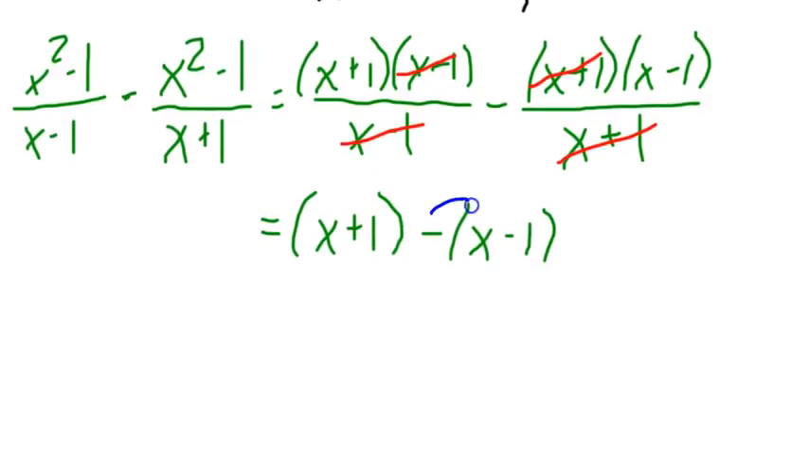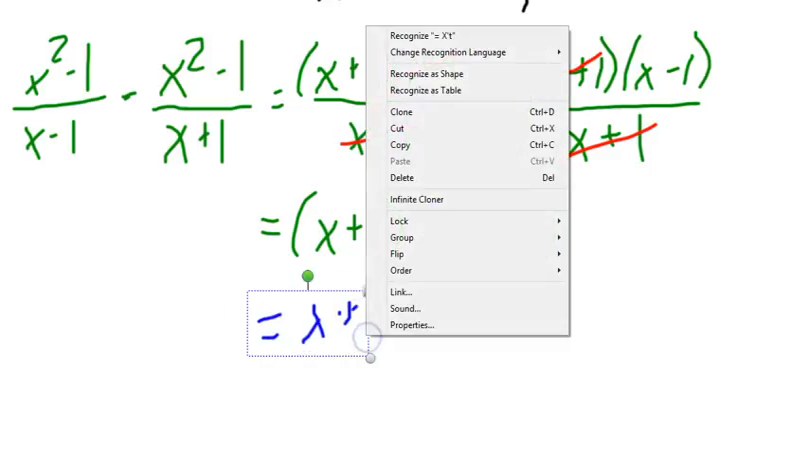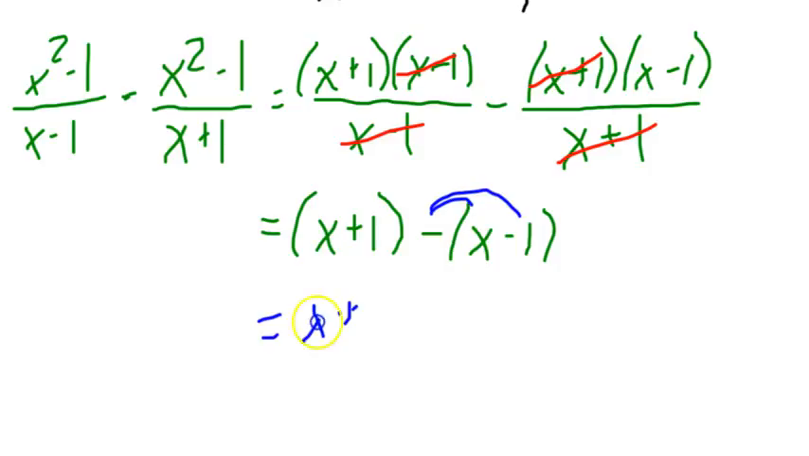If we distribute this negative through, we have x plus 1 minus x plus 1. We can see we have a positive x and a negative x, which cancel each other out. So 1 plus 1, we're left with 2. So we started with the more difficult side, used algebra to simplify and rewrite to get it to the right side of the equation, which was 2.